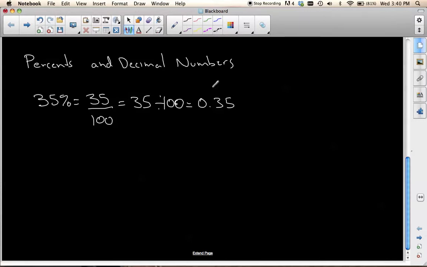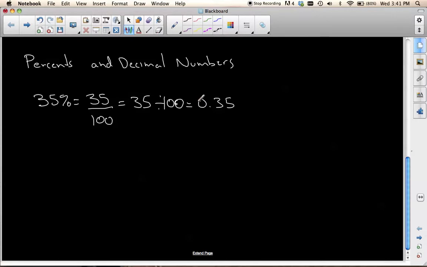So that's all there is to it. To convert a percent to a decimal number, we express the percent as a fraction with a denominator of 100, and then we divide the numerator by the denominator, and we get our decimal number.